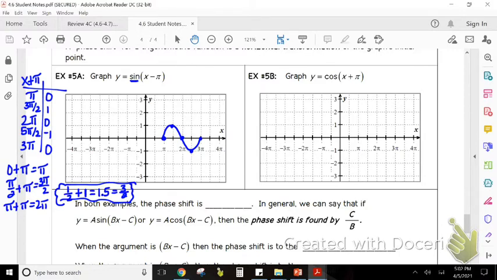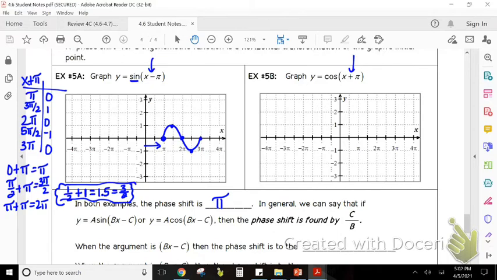And what we notice here, let me go back to 5a real quick, is notice this just made our graph go to the right pi, which we know using transformations, that's what's going to happen there, okay? And the same thing here. So we know that this is going to make our graph go to the left pi. It's telling us what's going to happen. Now, what we don't have an example of here is if we had something with a b value in it as well. So it says here in both examples, the phase shift is pi.